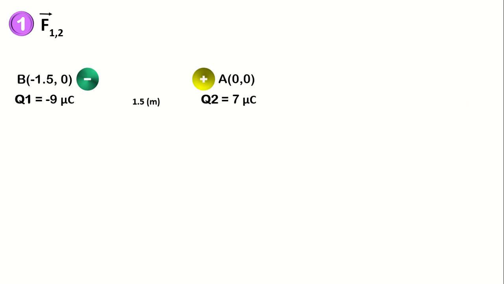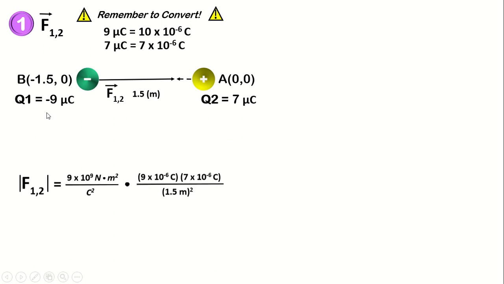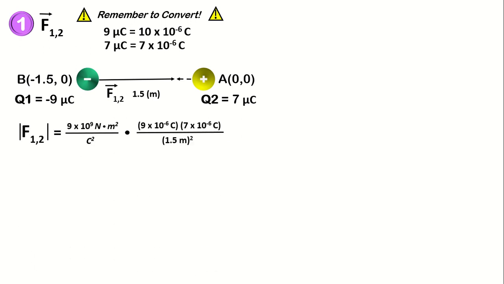Alright, so let's find the force on charge 1 due to the presence of charge 2. So here they are labeled. Let's remember to convert. Q1 has a magnitude of 9 microcoulombs, neglecting the negative sign, and Q2 has a magnitude of 7 microcoulombs, so just multiply by 10 to the minus 6 to convert them. Plugging everything we know, we'll plug in k as 9 times 10 to the 9 newton meters squared per coulomb squared, and Q1 is 9 times 10 to the negative 6 coulombs times 7 times 10 to the minus 6 coulombs, all divided by 1.5 meters squared, which is r.